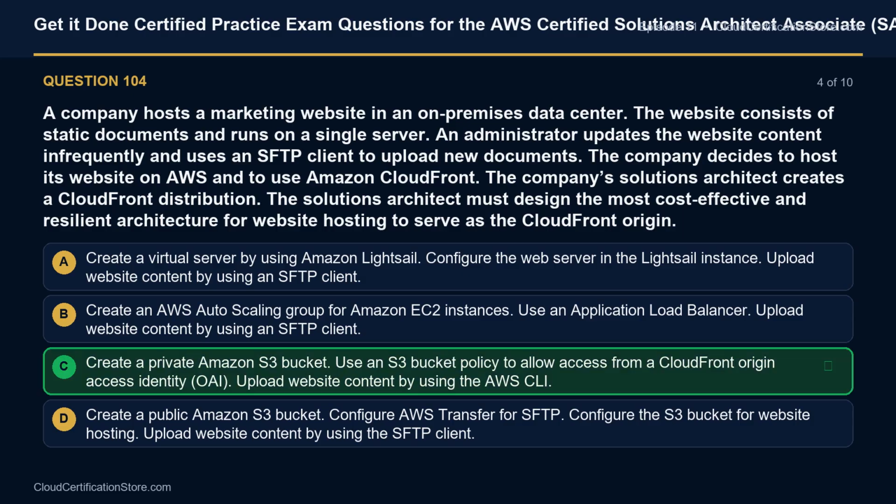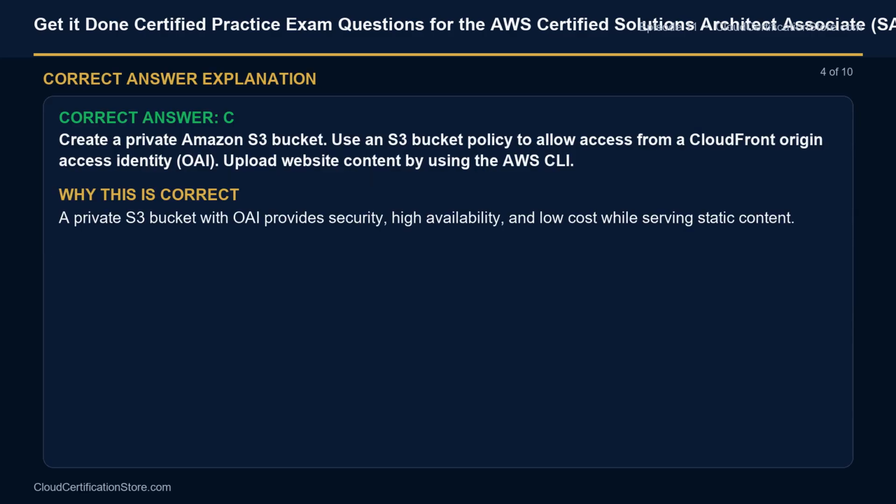The correct answer is C. Create a private Amazon S3 bucket. Use an S3 bucket policy to allow access from a CloudFront Origin Access Identity, OAI. Upload website content by using the AWS CLI. Explanation. A private S3 bucket with OAI provides security, high availability, and low cost while serving static content.